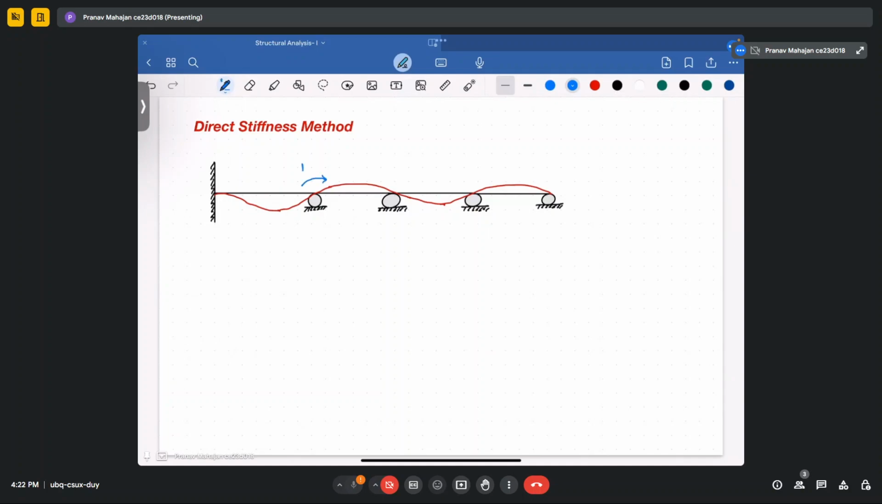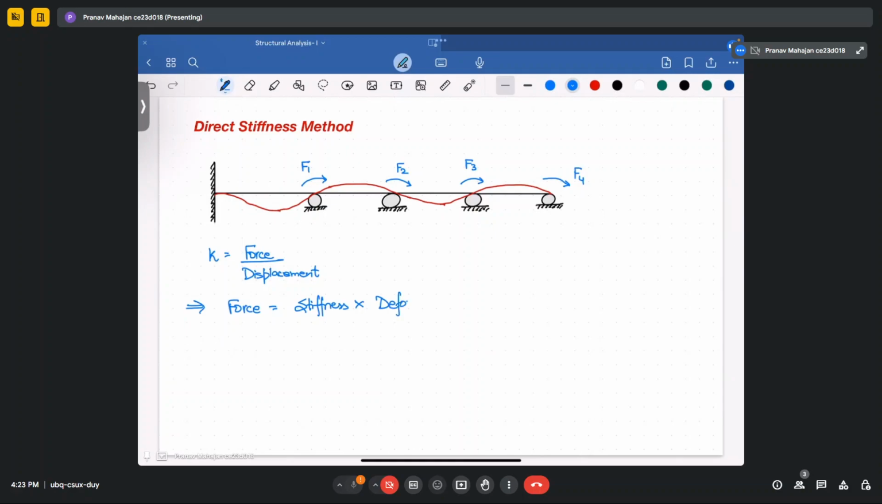So let the forces be F1. Here it is F2. Here it is F3, and here it is F4. So how will you be solving for these values? In that case, we already know that stiffness is equal to force per unit displacement. Okay, so this means your force will be equal to stiffness into displacement or deformation.